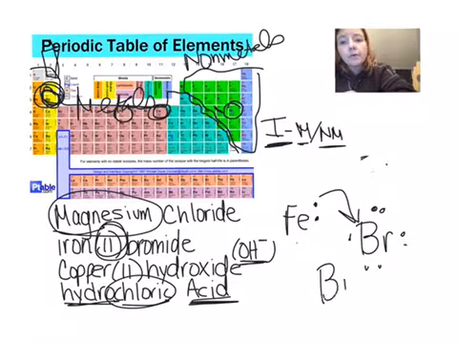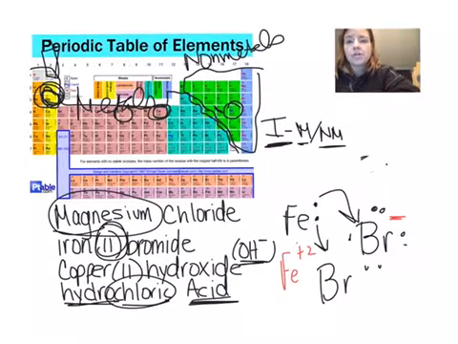So we need another bromine to come over so that he can give another electron. So here's what we've got: iron with a positive 2 charge. And bromines are typically going to get a negative charge because they're going to gain 1 electron. Well, I can't just have 1 bromine. I'm going to need 2 bromines in order to get both electrons from that iron.